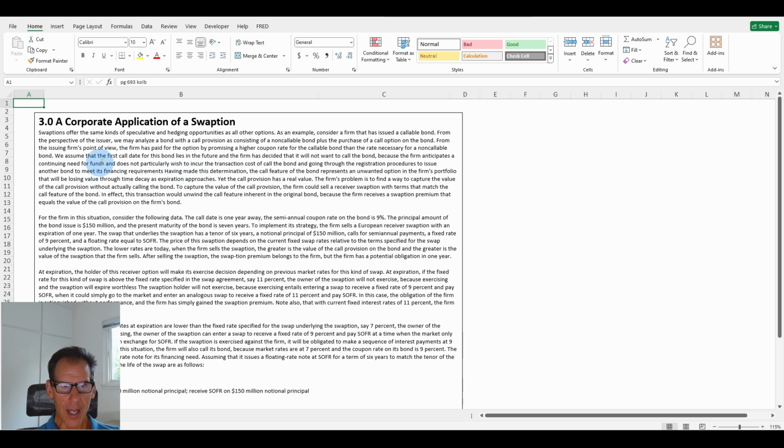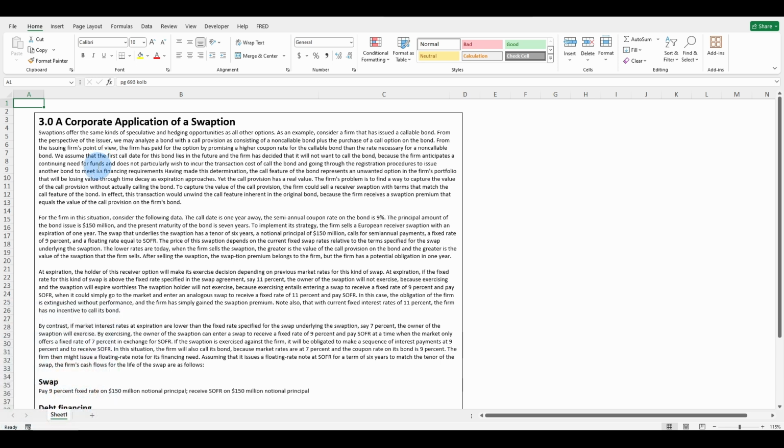Swaptions offer the same kind of speculative and hedging opportunities as all other options. As an example, consider a firm that has issued a callable bond. From the perspective of the issuer, we may analyze a bond with a call provision as consisting of a non-callable bond plus the purchase of a call option on the bond. From the issuing firm's point of view, the firm has paid for the option by promising a higher coupon for the callable bond than the rate necessary for a non-callable bond.